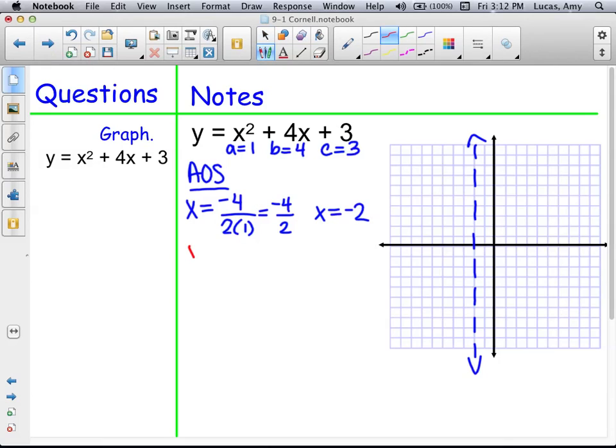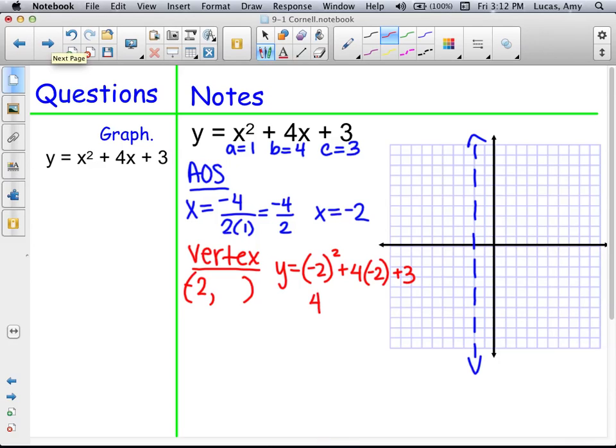Now my vertex, keep the -2 from the axis of symmetry, solve to get the y coordinate. Y equals -2 squared plus 4 times -2 plus 3. -2 squared is 4. Multiplying these gives me -8. So my y coordinate is -1. So -2, -1, right here.